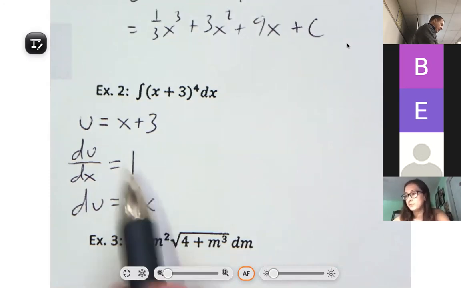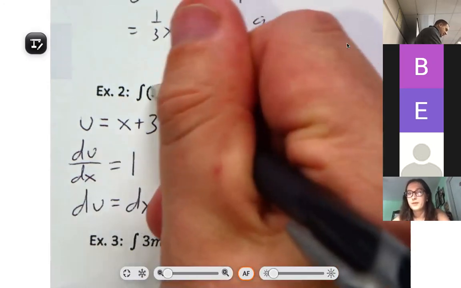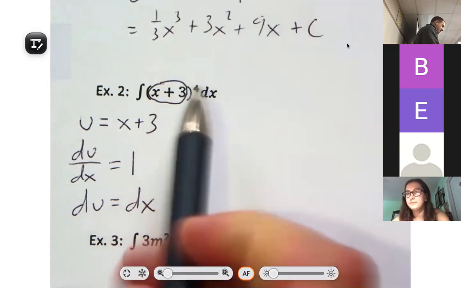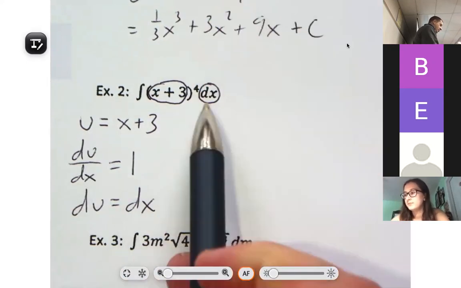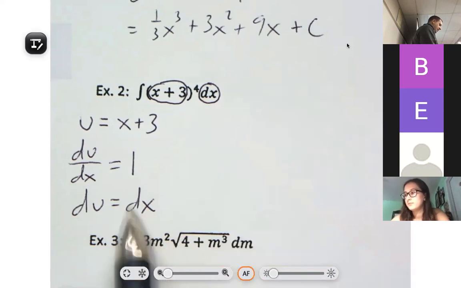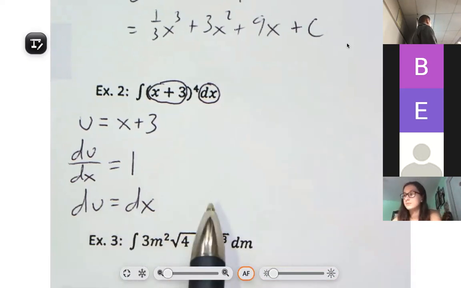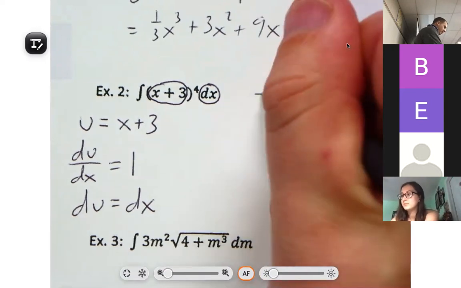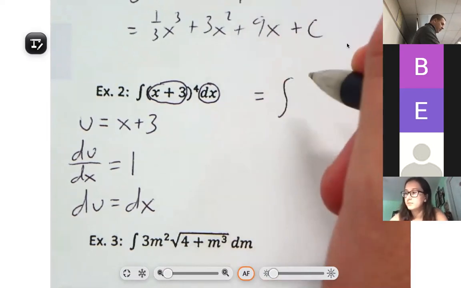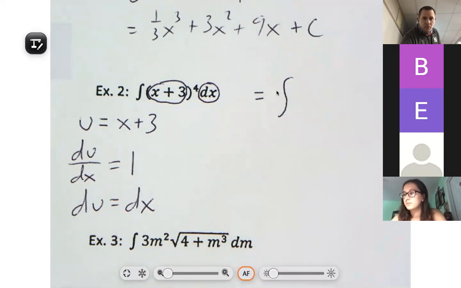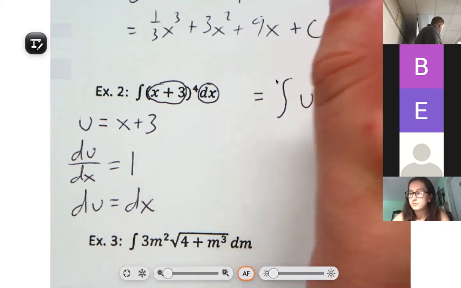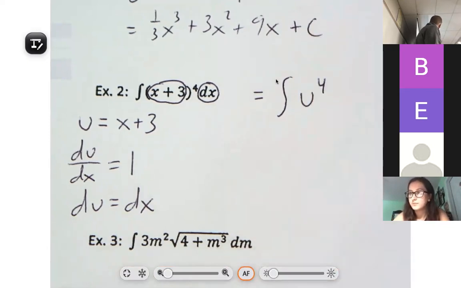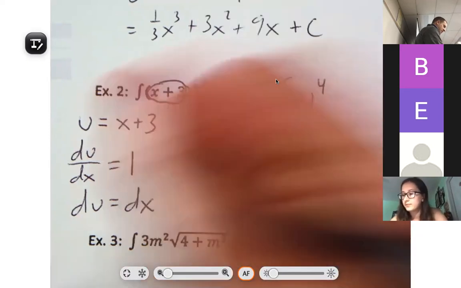So once I get here, I'm trying to replace this expression. I did, that's u. And then I'm also trying to replace dx. And I just figured out I can replace dx with du instead. So my new integral is going to look like this. Instead of writing x plus 3 to the fourth, it's going to be u to the fourth instead. And instead of integrating with respect to x, we replace dx with du.